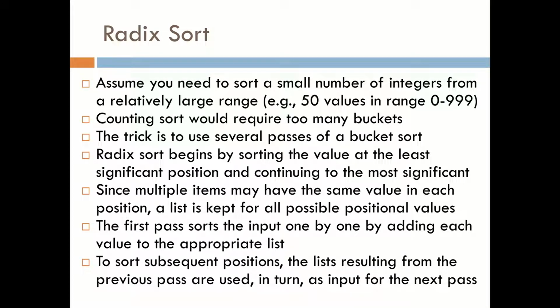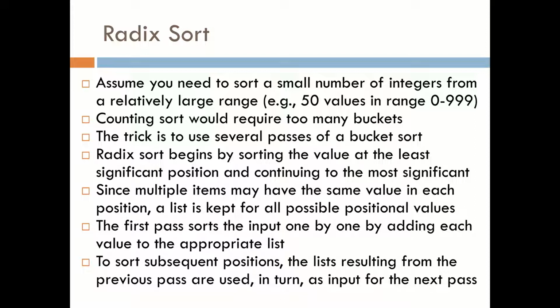Another linear time sorting algorithm is Radix Sort. Radix Sort is best when we're trying to sort a small number of integers, but the range of those integers is rather large. For instance, here's an example: 50 values in the range from 0 to 999.